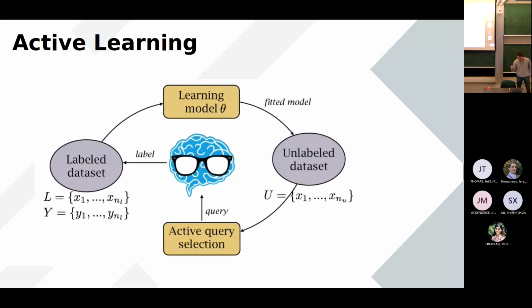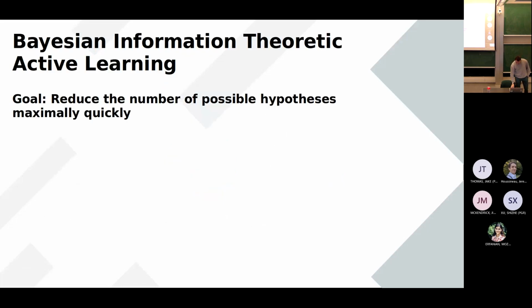Okay, so back to active learning. Just a reminder, we have our unlabeled data set. The agent picks a point from that, learns the label, adds it to its labeled data set, and repeats. One of the main approaches to this problem is Bayesian information theoretic active learning. The goal is just to reduce the number of possible hypotheses as fast as possible, or in other words, reduce our uncertainty of the latent function as fast as possible.